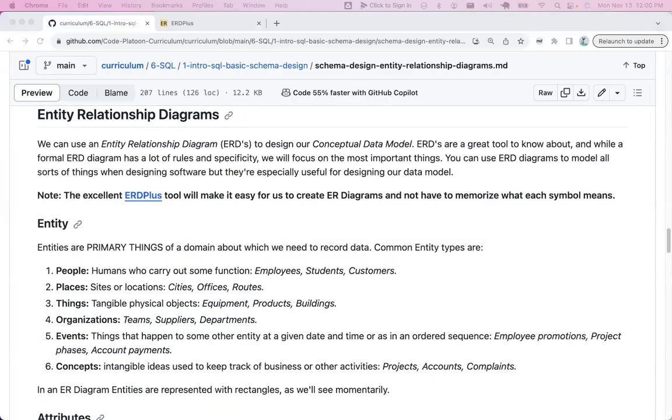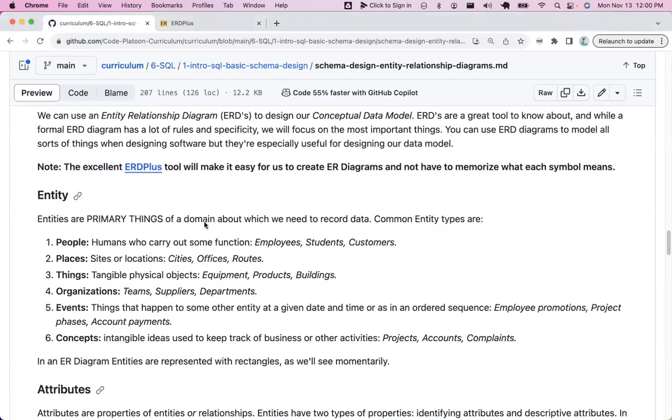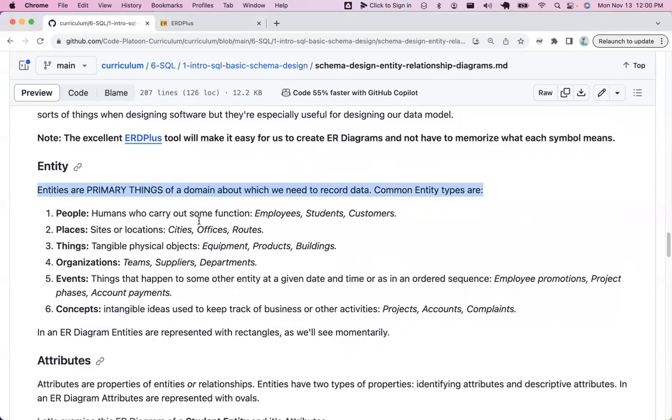Give me one moment, I just need to move my screens around a bit. I'll show the diagram in a minute, but the concept is pretty straightforward. Entities are things: customers, purchases, items, people, places, things, organizations, events, or concepts.